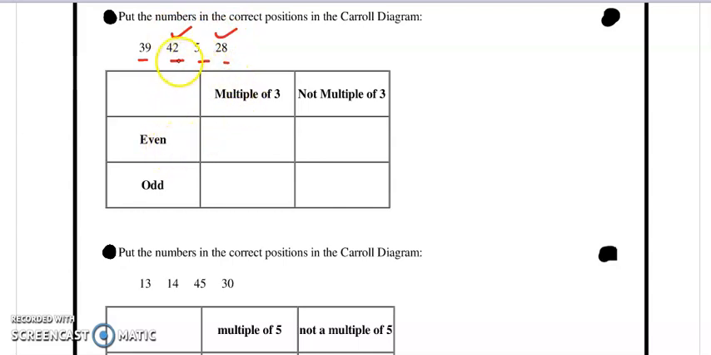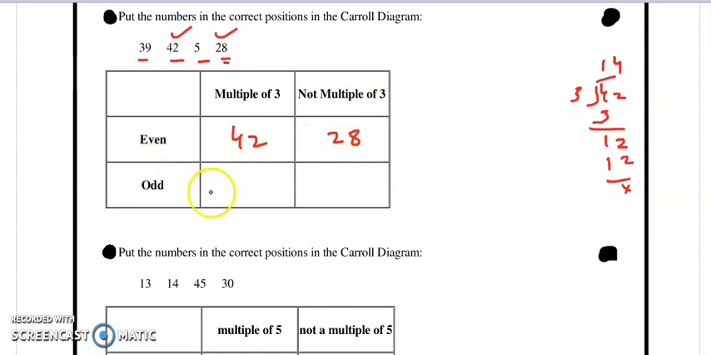If I look at the even numbers, there are two even numbers, 42 and 28. Out of which, is any one of them a multiple of 3? Yes, I think 42 is a multiple of 3. If I divide 42 by 3, I will have 14. 14 times 3 makes 42. So 42 is a multiple of 3 and even also. So I will write it here. Now not a multiple of 3 but even: it is 28. So I will write it here.